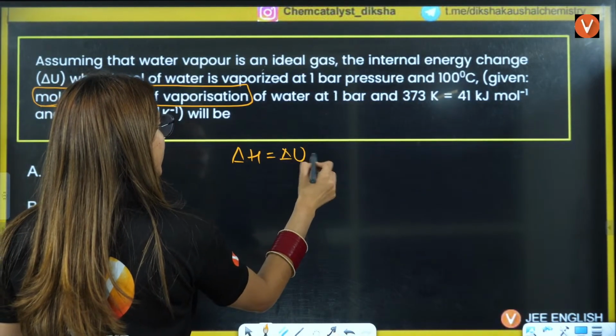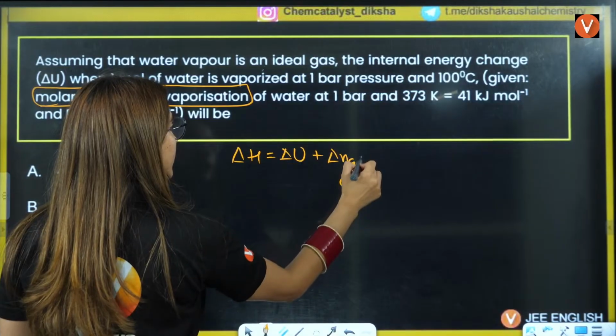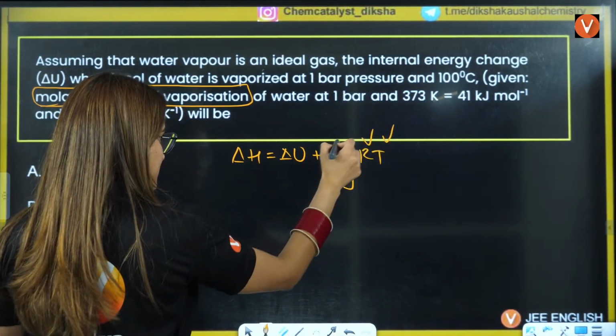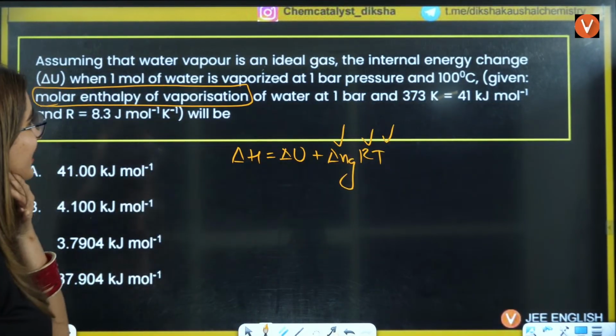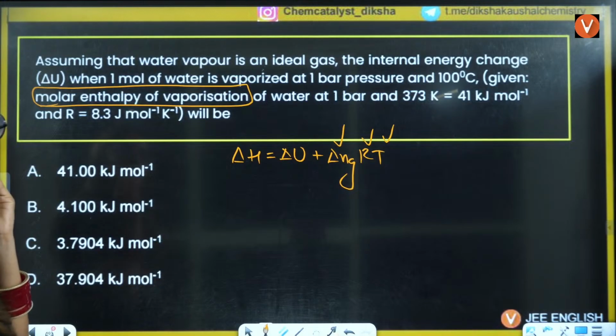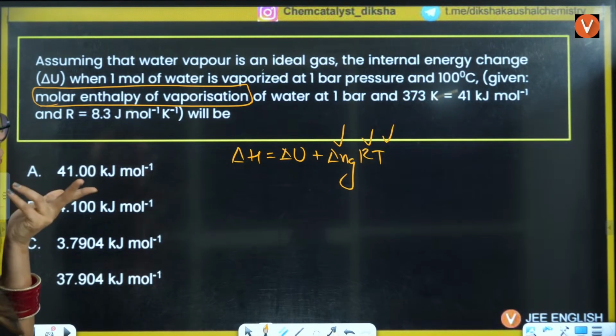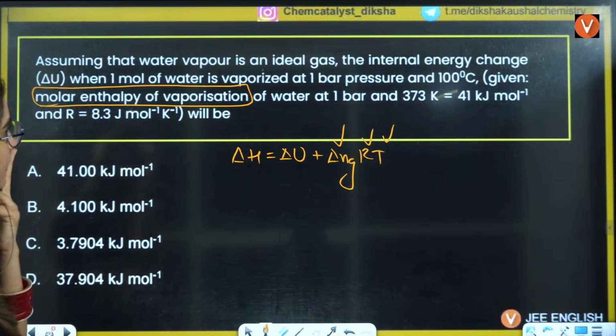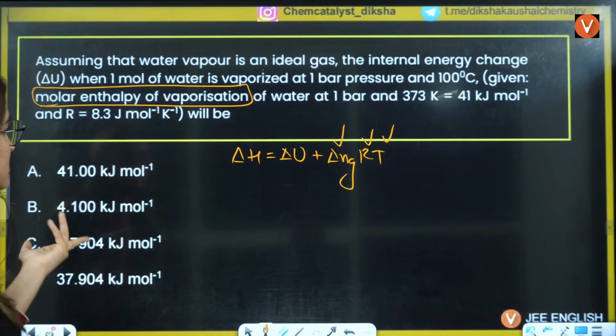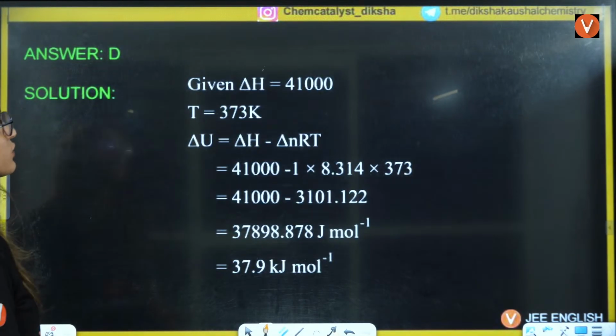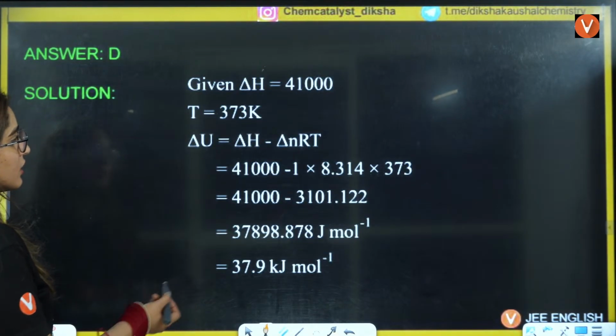Delta H equals delta U plus delta NG RT. R is given, T is given, delta NG they have already given you, right? So what else are you left with? Delta U is given, just calculate the value of delta H. So directly you just need to put it in the formula.